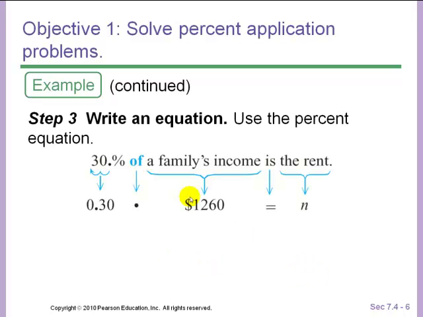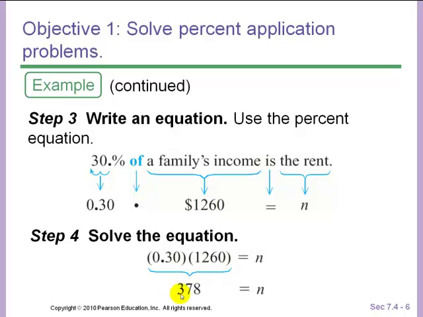Now we will solve this. Some of the numbers can be a little nasty, so if you want to use a calculator to double check your arithmetic for this section, that's okay. But remember that the exam is no calculator whatsoever. I'll give you arithmetic that's pretty straightforward, but you still need to be able to do it. In this case, we'd multiply 0.30 times 1,260, and we'll get 378 equals n.